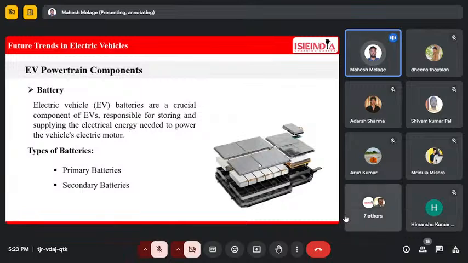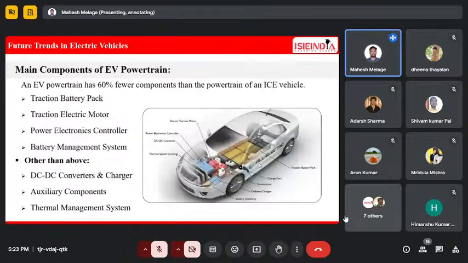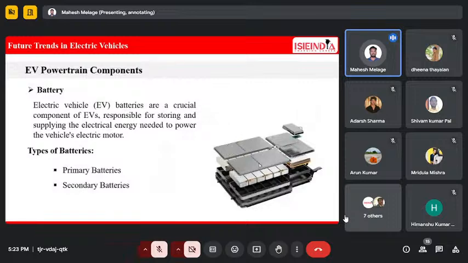So we will discuss them one by one, with a brief discussion of each component: motor, battery, controller, battery management system, DC-DC converter, and some auxiliary components also. So first we discuss the battery. The battery is nothing but a store of electrical charge.